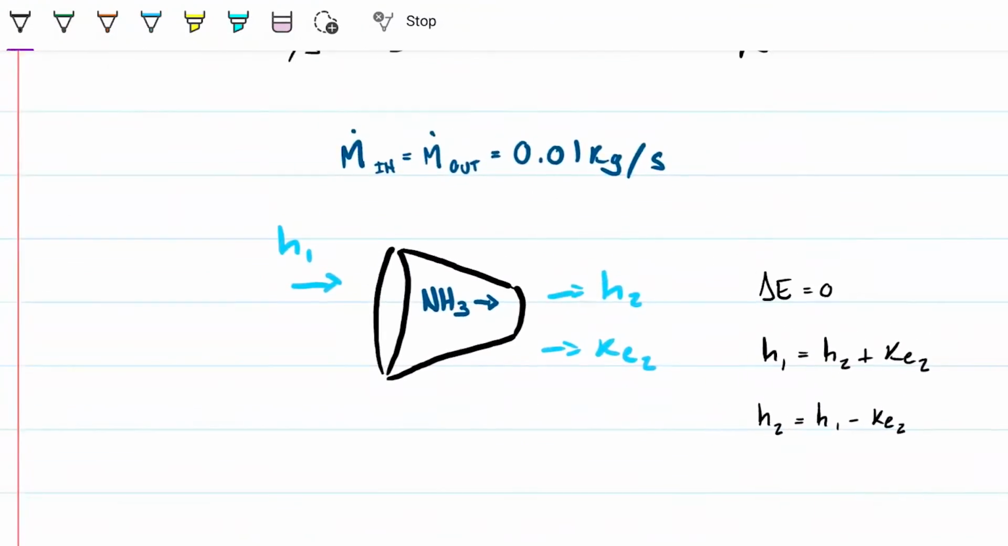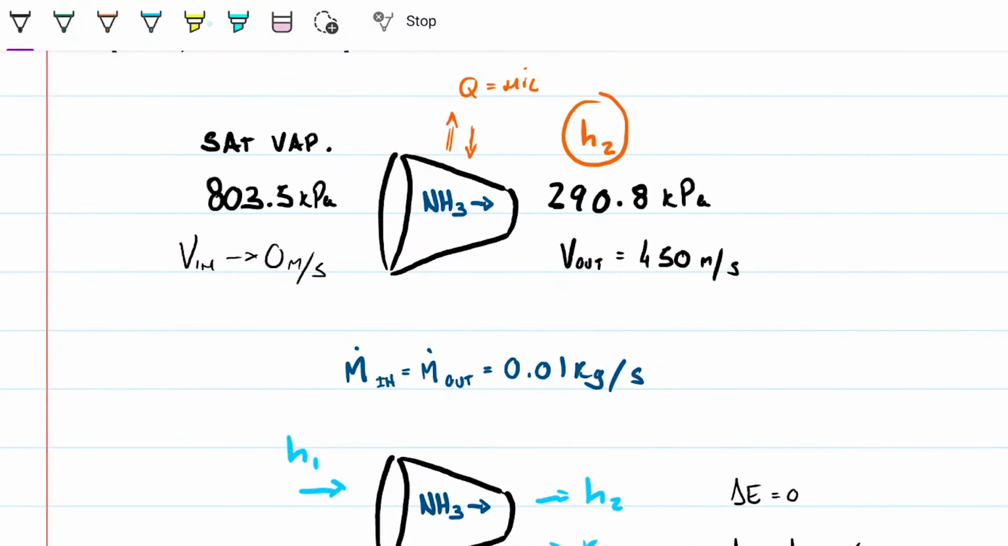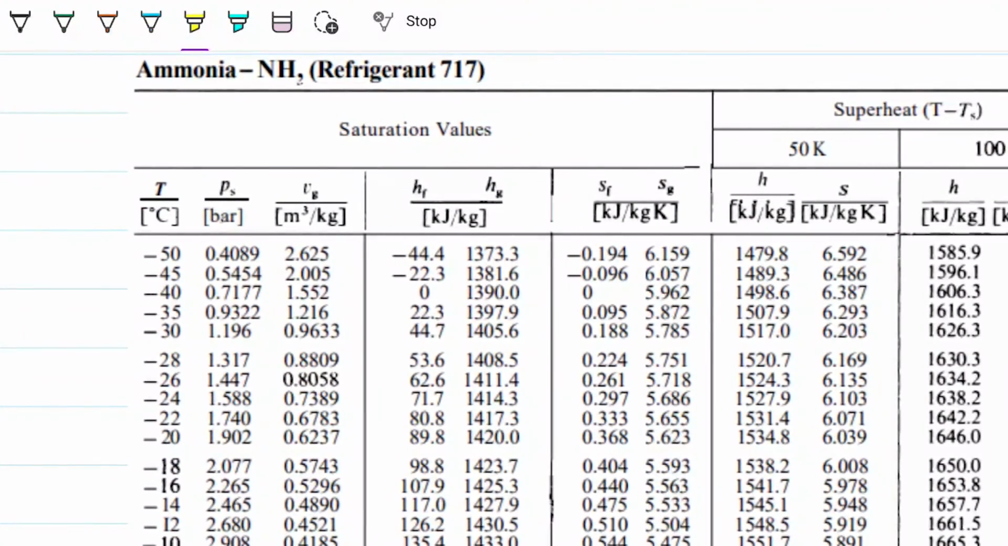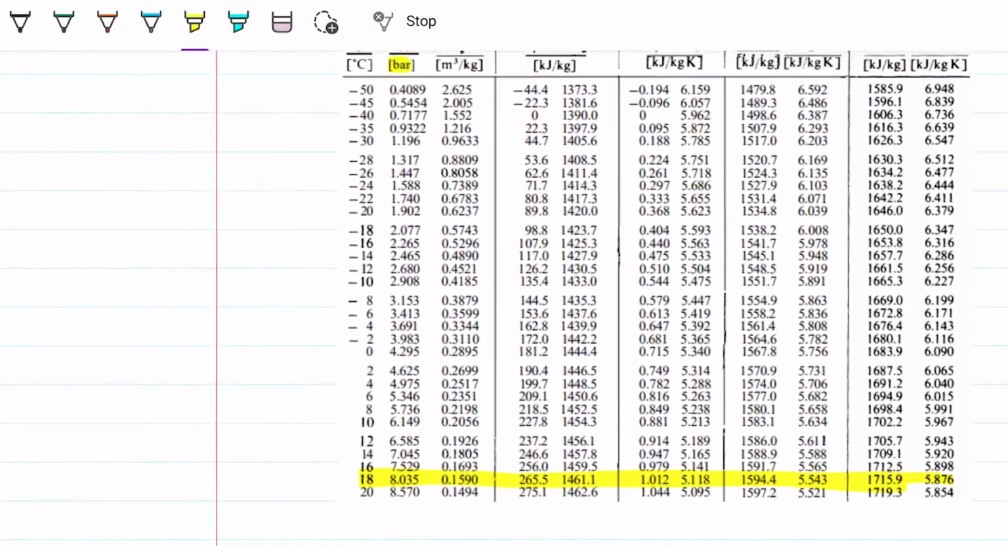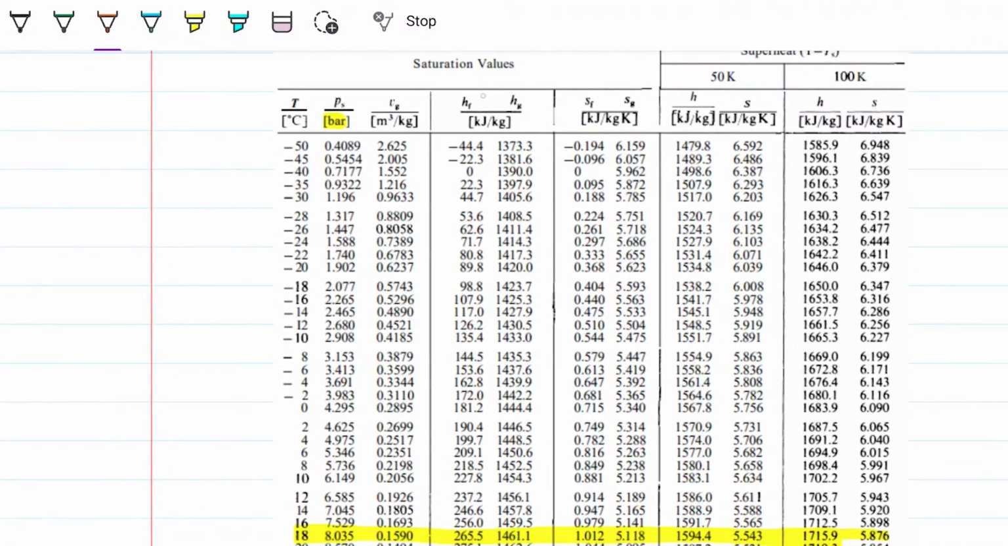So let's start with grabbing the properties. I'm going to go to the saturated vapor of ammonia property table at 803.5 kilopascals. I have it in bar, so 8.035 bar, same thing as 803.5 kilopascals. This is the line I'm interested in. And out of this line, what I'm really looking for is the enthalpy for the saturated vapor. So enthalpy is right here. The saturated vapor one is right here. So this is the column that I'm interested in. And this is the value that I'm interested in right there.